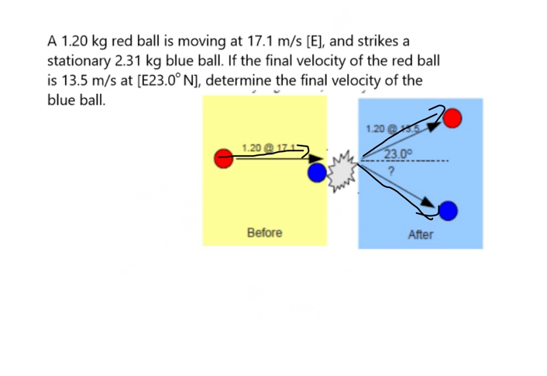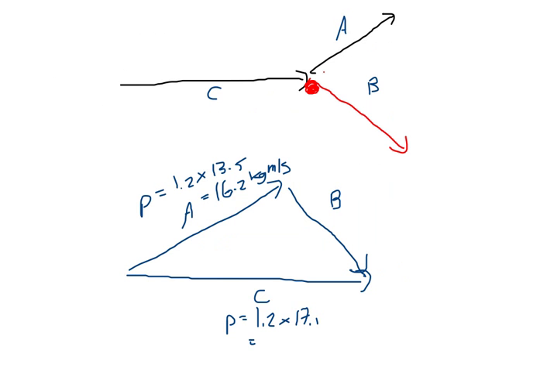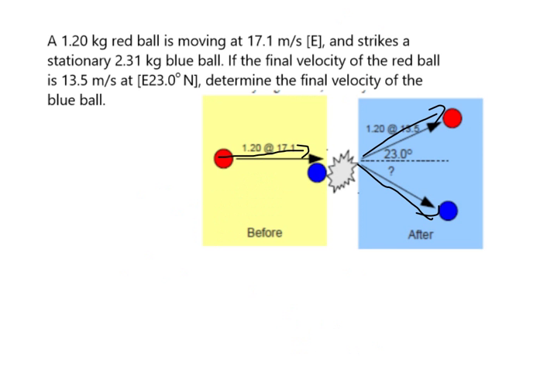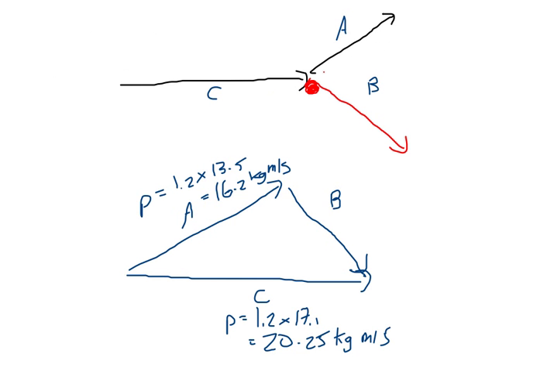It's 13.5? Yeah. And then 1.2 times 17.1 gives me a momentum value on this long side right here. I've got 20.25 kilogram meters per second. And what we're really looking for is we're going to be looking for side B over here. However, I was given an angle. The angle was 23 degrees. So this angle right here being 23.0 degrees gives us enough information if you know how to use the cosine law.